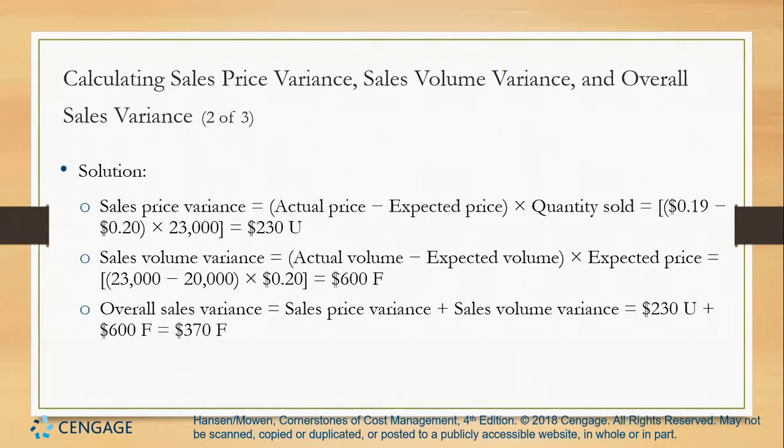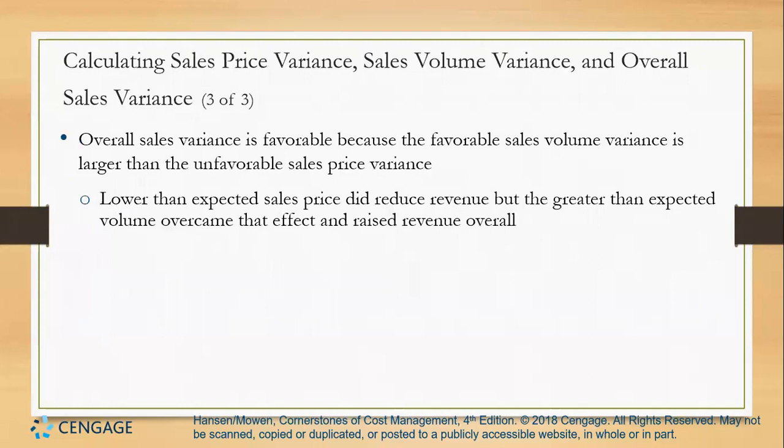Sales volume variance: actual volume 23,000, expected is 20,000, multiplied by 0.20, the expected price. So the variance is favorable because the actual volume is higher. The overall is taken by adding 230 unfavorable and 600 favorable. So the net variance is 370 favorable.